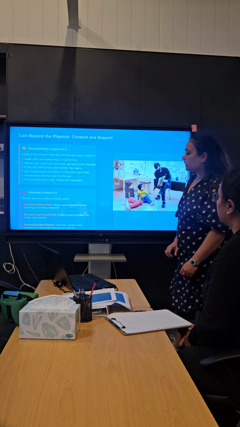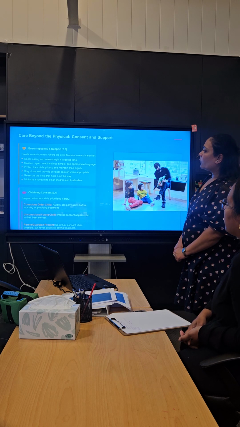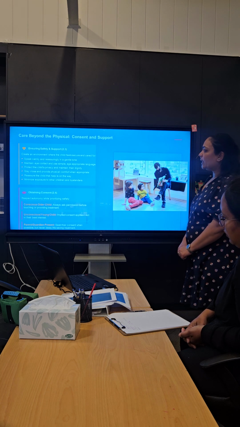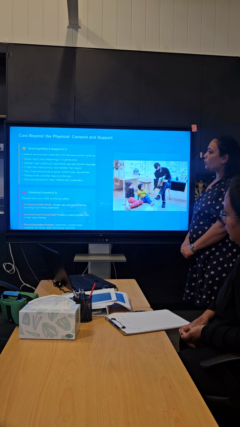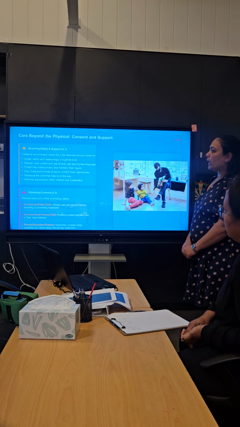Care beyond the physical, consent and support, ensuring safety and support. Create an environment where the child feels secure and cared for, speaking calmly and reassuringly in a gentle tone. Maintain eye contact and use simple, age-appropriate language.